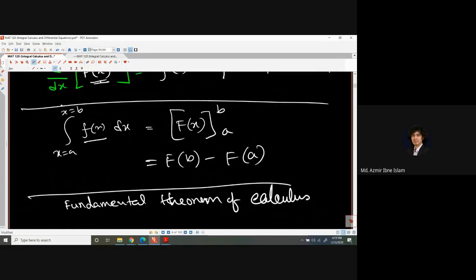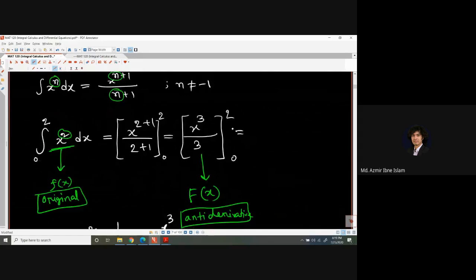Suppose we are integrating a function f of x from x equal to a to x equal to b, where x equal to a is the lower limit, x equal to b is the upper limit, and we have the antiderivative, capital F(x). To find the area, we can first find the antiderivative at the upper limit minus the antiderivative at the lower limit. I am doing the same thing here.